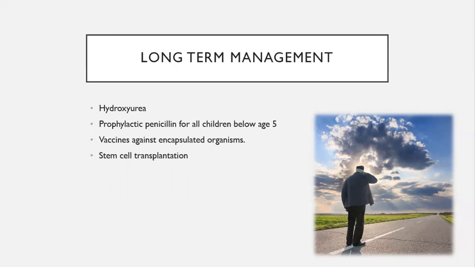So you would give 125 milligrams 12 hourly before age 3. And then from age 3, the dose is then changed to 250 milligrams every 12 hours. The decision on whether to continue after age 5 is taken on a case-by-case basis. Vaccination against encapsulated organisms. So this would be for strep pneumo, Neisseria meningitidis, and Haemophilus influenza type B. They should also get seasonal influenza vaccine. And the cure for sickle cell disease is a stem cell transplantation.